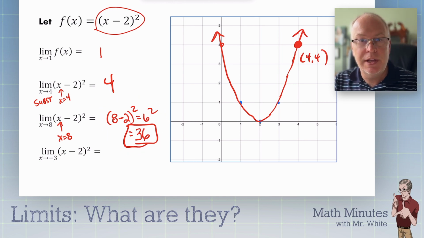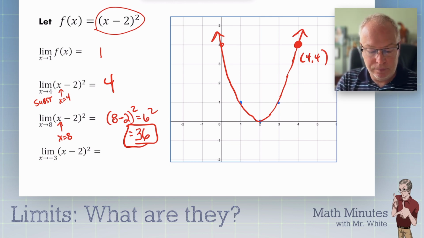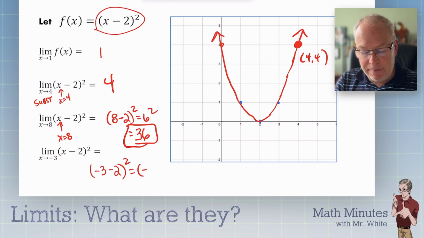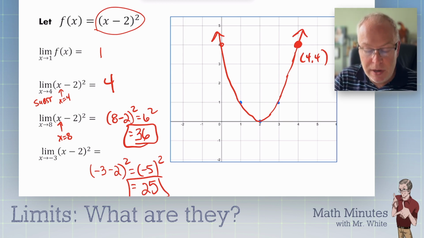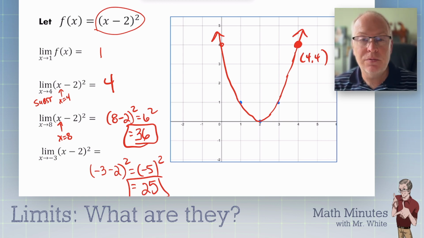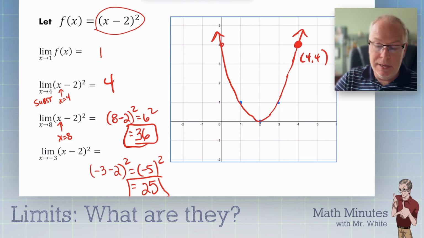Why don't you just think about it for a second, maybe pause the video. What about the limit as x approaches -3? What would it be? It would be -3 minus 2 squared. That's -5 squared, which is positive 25. So this graph is going to be approaching positive 25 at x equals -3. We can't see the graph there, but we know that would be the case.